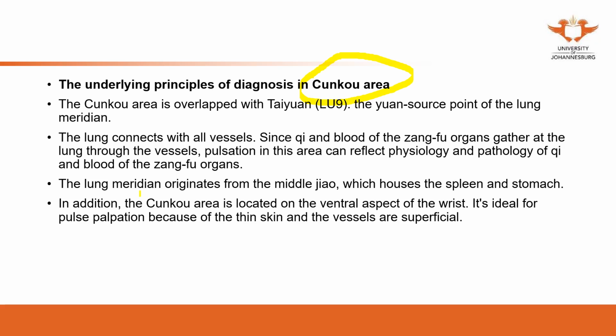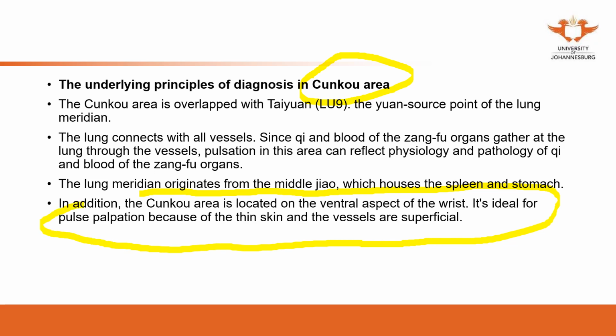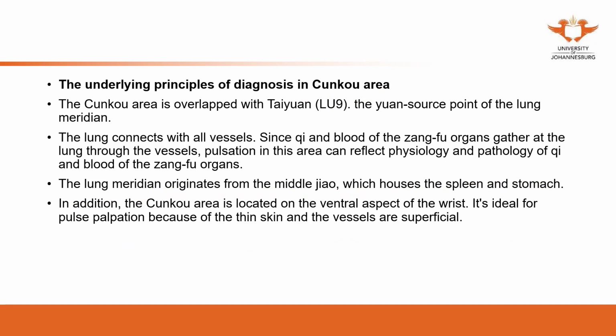The last reason here, that the 寸口 area is located superficially, is ideal for pulse taking. This is not the principle. This is the reason why we use the 寸口 area, because it is convenient, but this is not the underlying principle. The underlying principles you need to understand from the theories. What's the connection between the 寸口 area and the 脏腑 organs? So this explains how we can identify the different conditions from this area only.